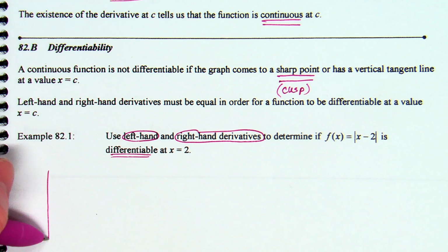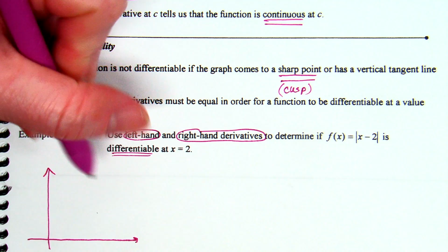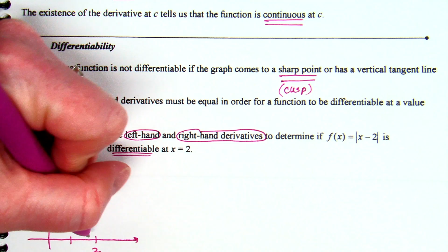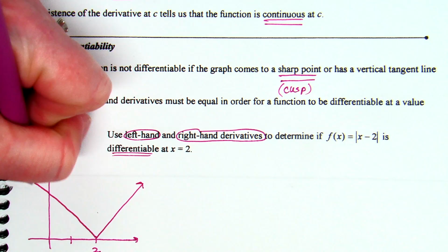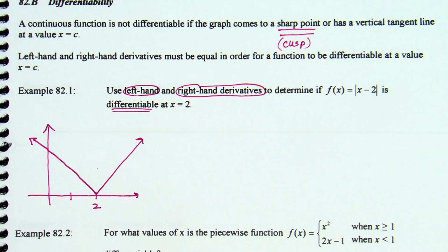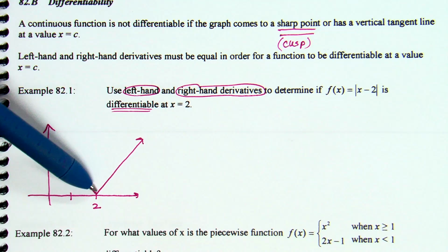So if we look at this picture real quick, absolute value of y equals x says it's a V. The minus 2 in parentheses says it is a V that is moved 2 to the right. I think I made my V a little too vertical, but that's all right. Now, if we're talking about left-hand and right-hand derivatives, do you remember doing derivatives of something like this? We had to do them individually, right?